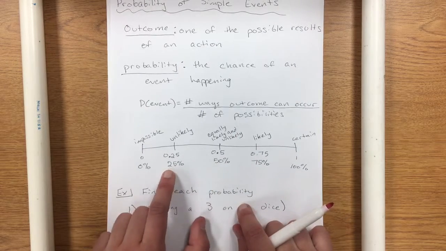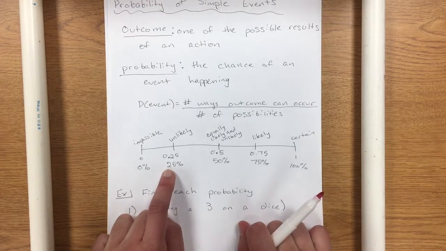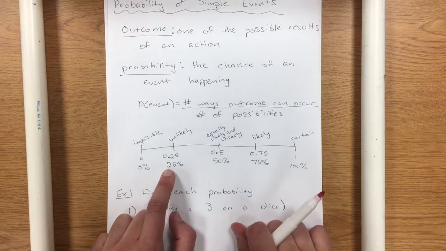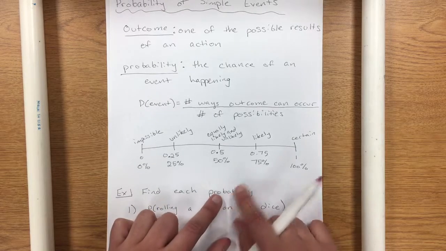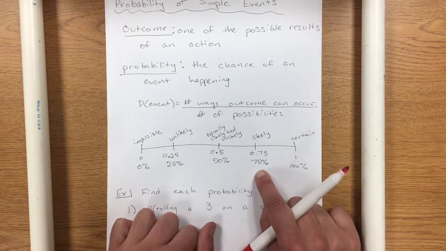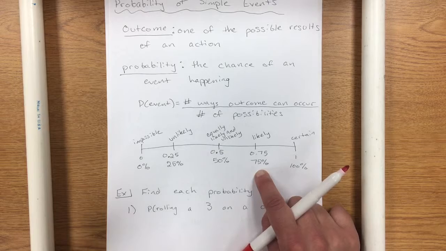Then if we go down to 0.25 or 25% for our probability outcome, this is really unlikely that it's going to happen. You know, if we have a 25% probability that something's going to happen, probably not going to happen. Now on the other hand, if we have 0.75 or 75% for our probability, this is pretty likely that it's going to happen. It's a good chance.